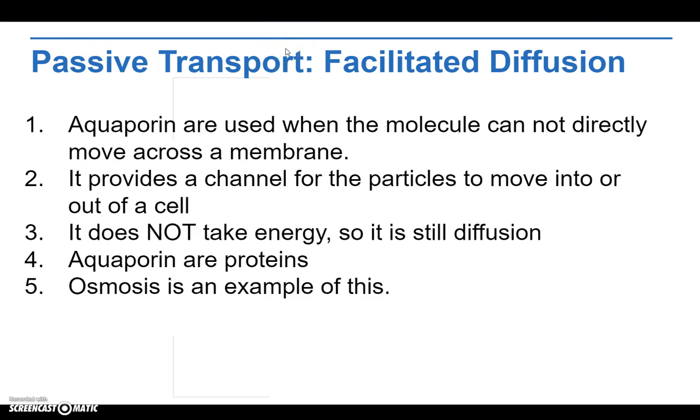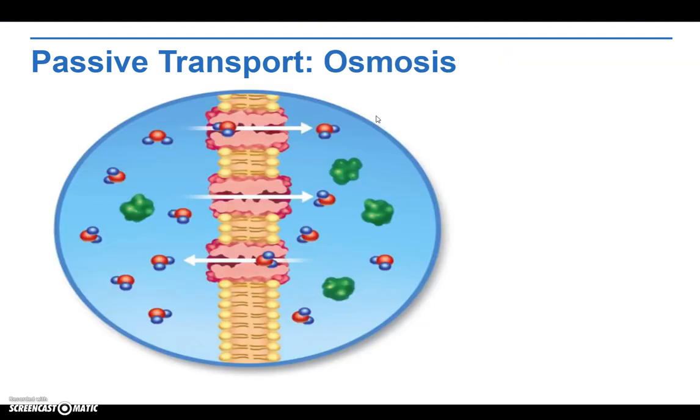Okay, this type of passive transport is called facilitated diffusion. We're going to use an aquaporin, which is a protein that helps water go directly through the membrane. It provides a channel for the particles to move in and out of the cell. Again, this does not take energy. It is a form of diffusion. Aquaporins are the name of these proteins, and osmosis is an example of this.